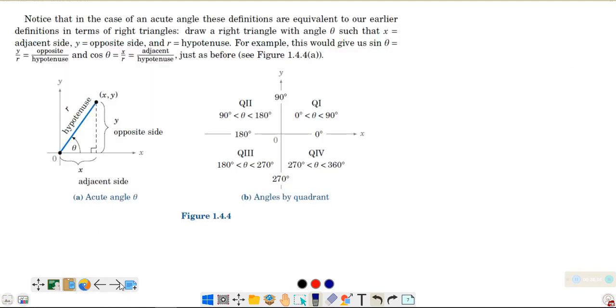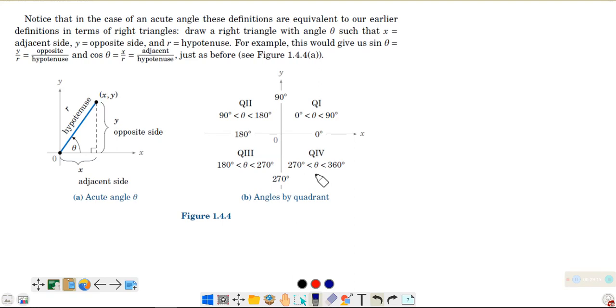Ayan. So, notice that in the case of an acute angle, these definitions are equivalent to our earlier definitions in terms of right triangles. Draw a right triangle with angle theta such that the adjacent side is equal to x, opposite side is equal to y, and r is the hypotenuse. For example, this will give us sine theta is equal to y over r, opposite over hypotenuse, and cosine theta is equal to x over r, adjacent over hypotenuse. Just as before, ayan, na-discuss na natin siya kanina.